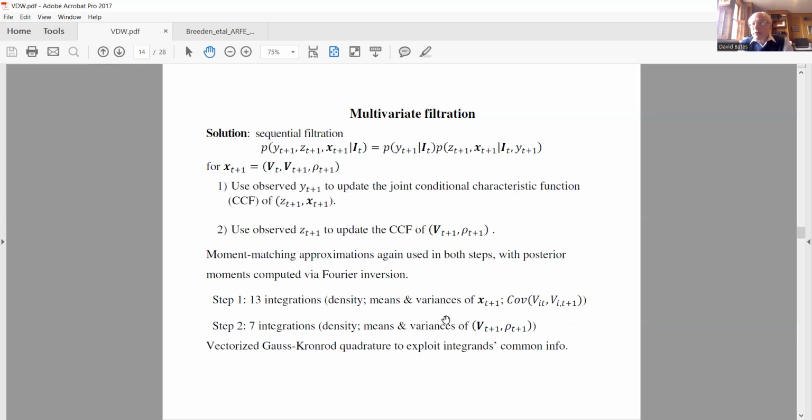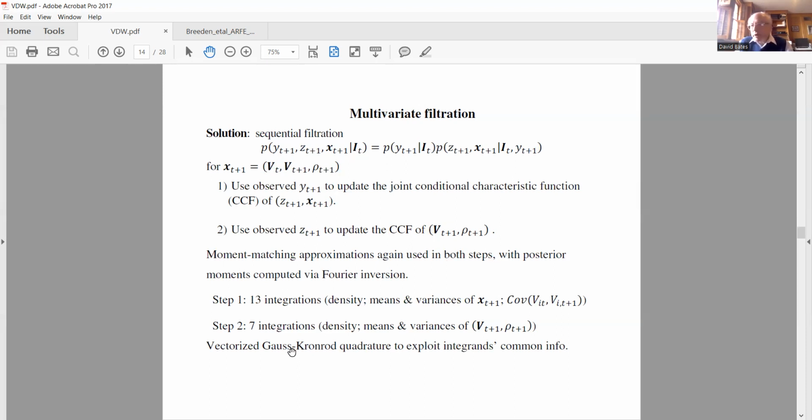Now, that's a lot of integrations, but they can all be done jointly. Basically, I programmed up a vectorized version of basic Gauss-Kronrod rules for quadrature, from the IMSL Gauss-Kronrod rules, just made as a vector structure rather than a univariate structure.